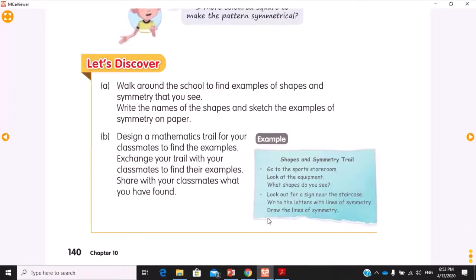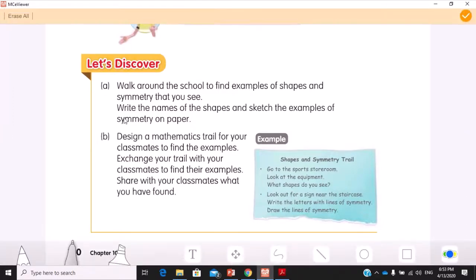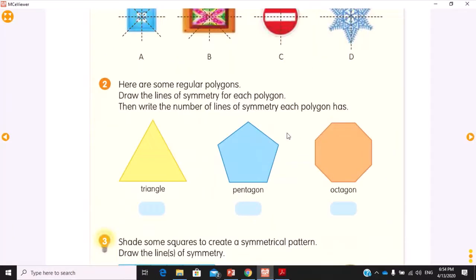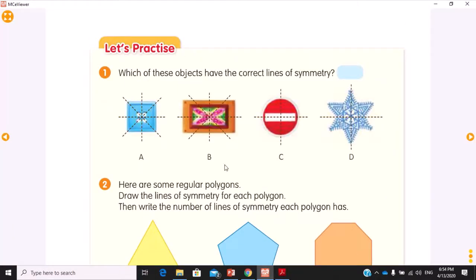So I would like you to just work on A, okay, and try to define different shapes around your house and tell me what kind of objects you could make the line of symmetry for. Okay. Let's go to the next page here. Now, this should be an easy exercise for you, so just try to let me know, please, which of these objects have the correct lines of symmetry.